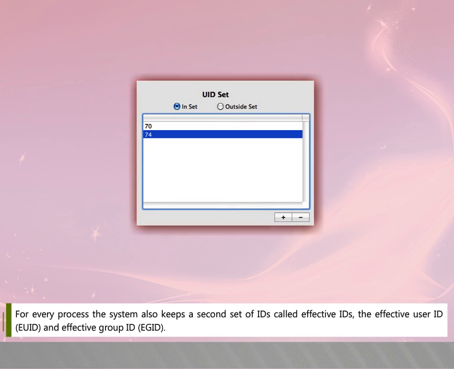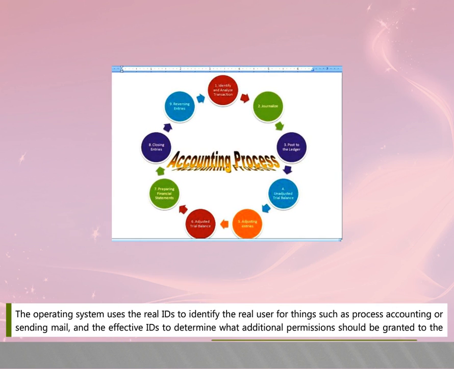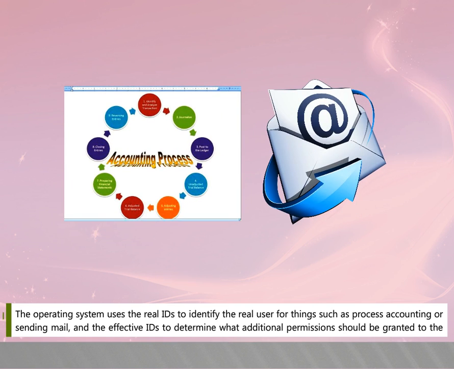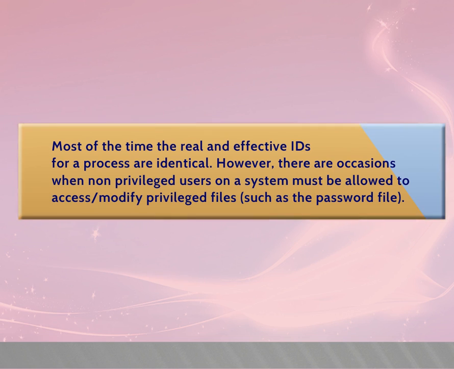For every process, the system also keeps a second set of IDs called effective IDs. The effective user ID, that is EUID, and effective group ID, that is EGID. The operating system uses the real IDs to identify the real user for things such as process accounting or sending mail, and the effective IDs to determine what additional permissions should be granted to the process. Most of the time, the real and effective IDs for a process are identical.